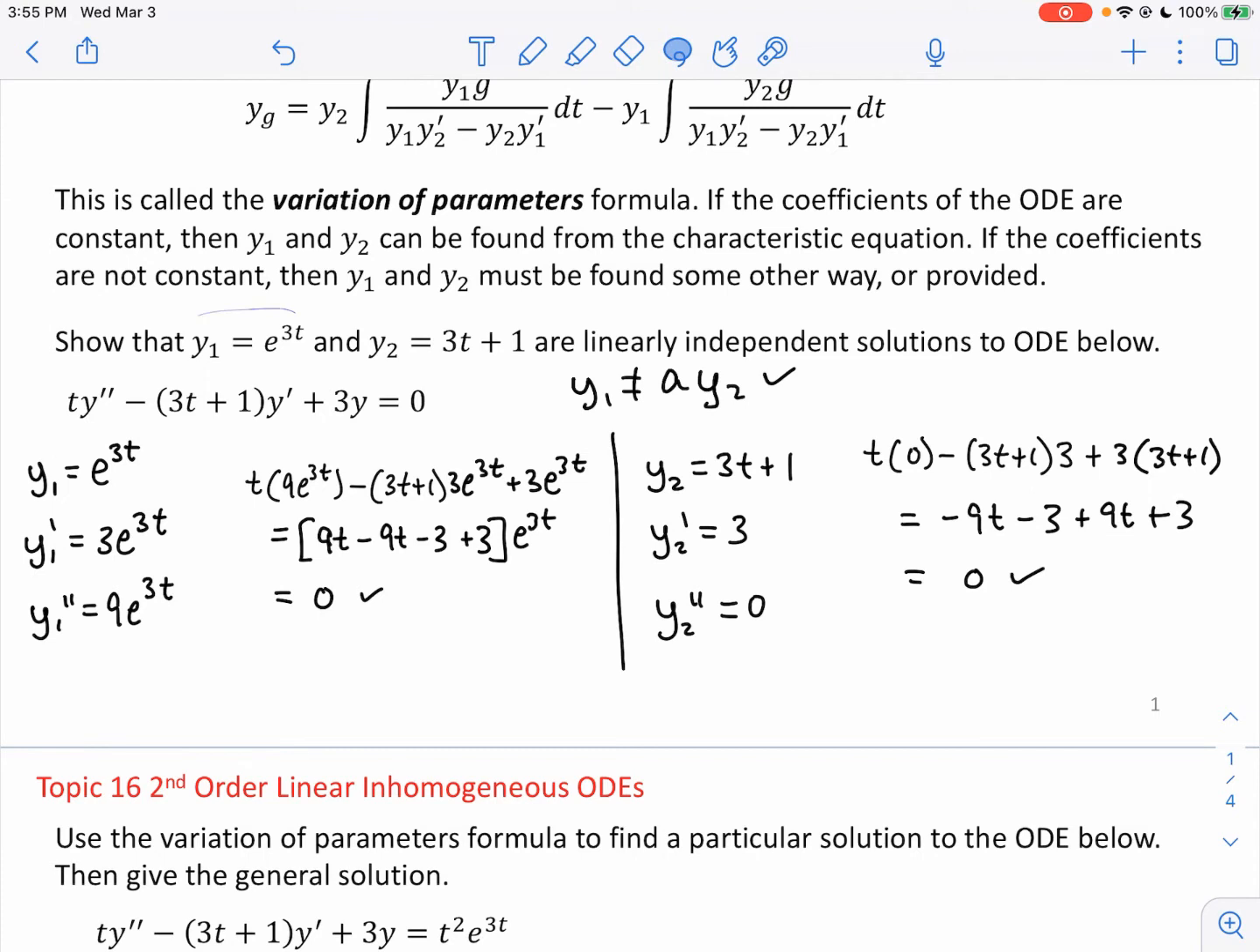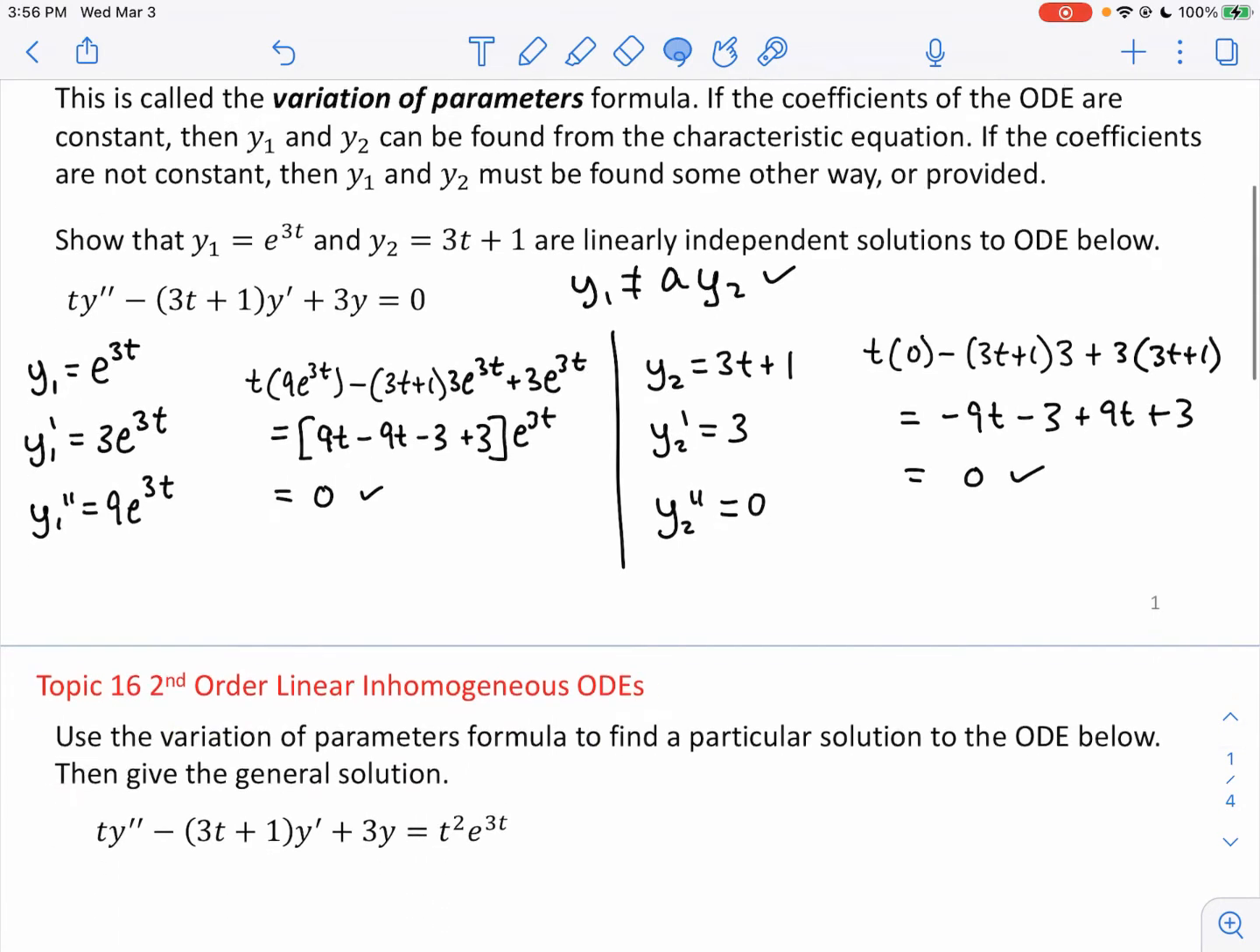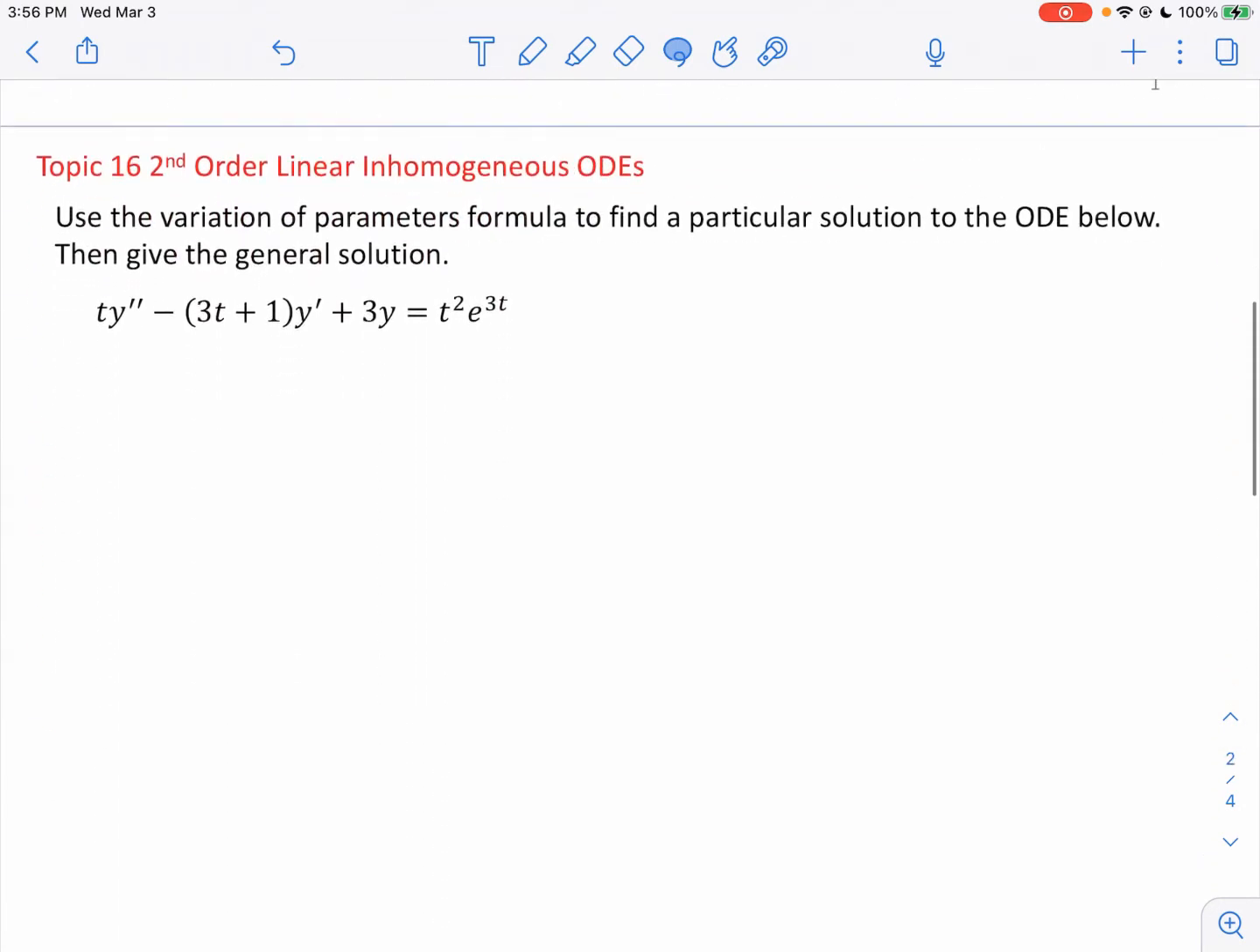Now we're not going to talk about how to find these solutions to this second order homogeneous differential equation with non-constant coefficients. That's going to be something we just don't discuss in this class. But if we do know them, how can we use them to find a particular solution when we have an inhomogeneous version of this differential equation, which is exactly what we have right here. So on this slide here, we're going to use the variation of parameters to find a particular solution to the inhomogeneous ODE below. Now it's inhomogeneous because we have a non-zero forcing function over here on the right. Then give the general solution.